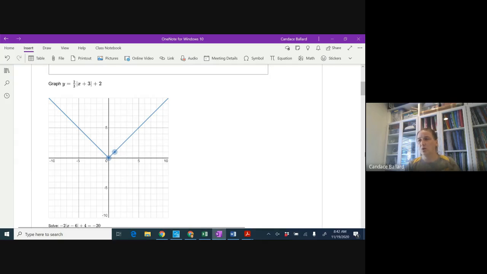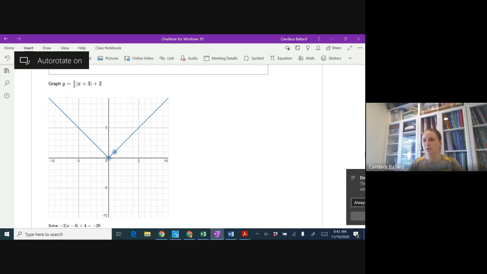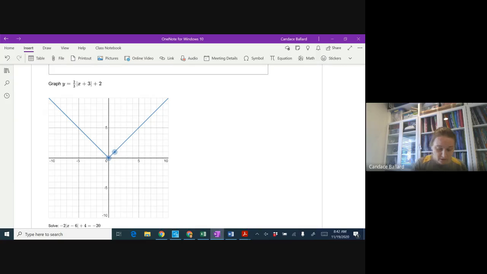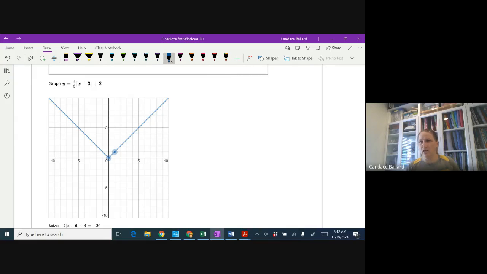Okay. So the work that I would write down for this would be the vertex, basically. Because I know Mrs. Ballard's picky, she wants work on the test, right? So tell me in the chat, what do you think the vertex is? And that'll help me make sure you understand too.